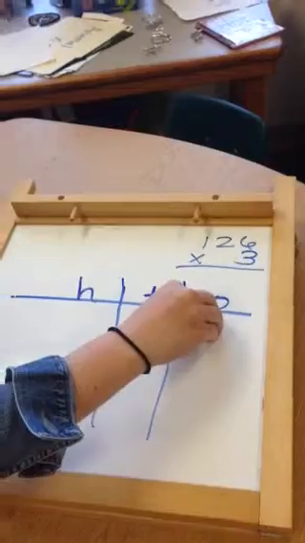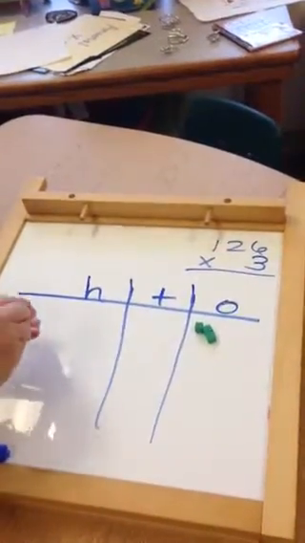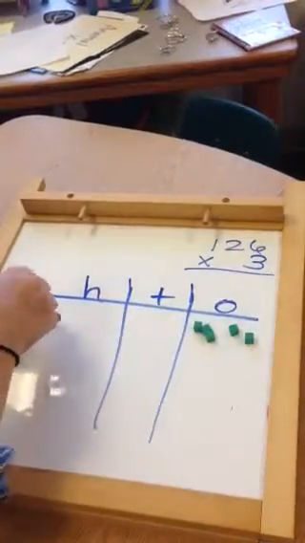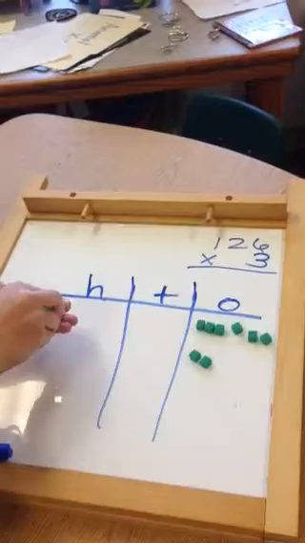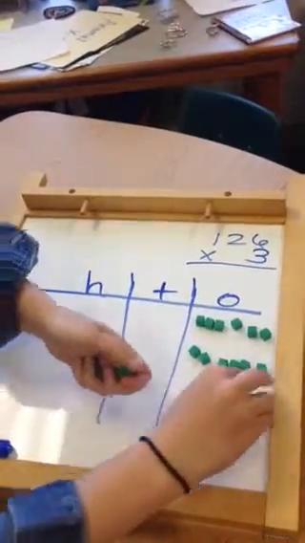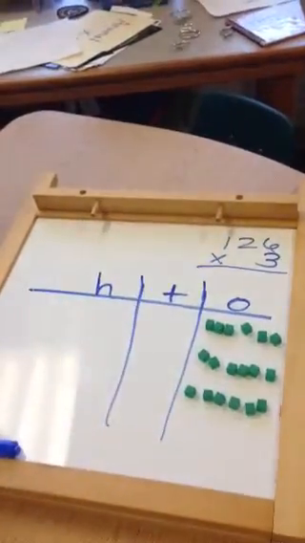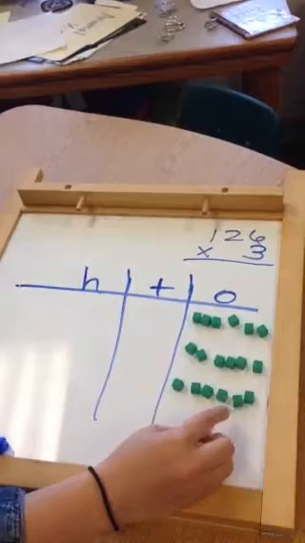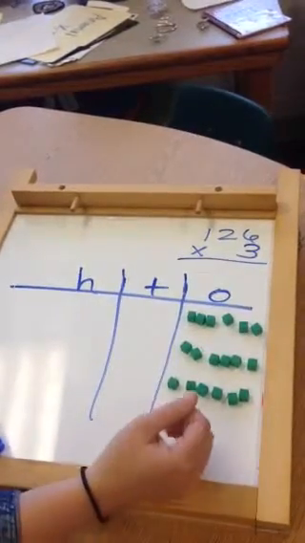So when I multiply 3 groups of 6 ones, there's one group of 6 and a second group of 6 and a third group of 6. And so when I show 3 groups of 6 ones, this is what it would look like, and our kids can then visually see that 3 times 6 is 18.